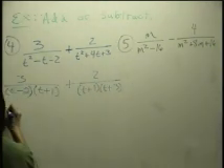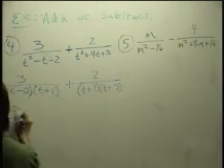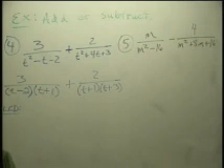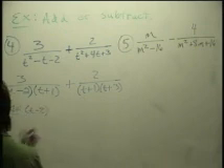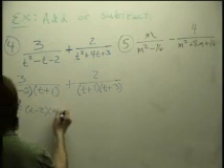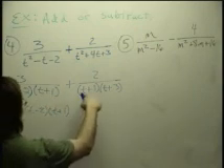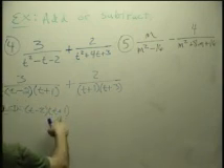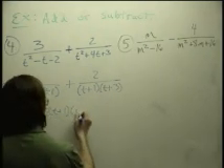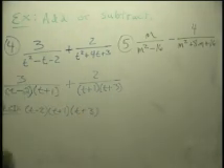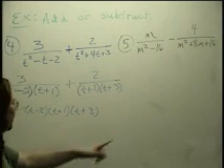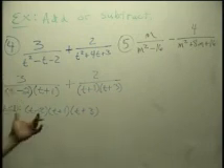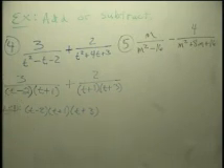Now, the least common denominator. Well, what factors show up? I've got a t minus 2. I've got a t plus 1. I've got a t plus 1 here, already covered. I've got a t plus 3. The highest exponent on any of those factors is a 1. So this is my least common denominator. Okay?